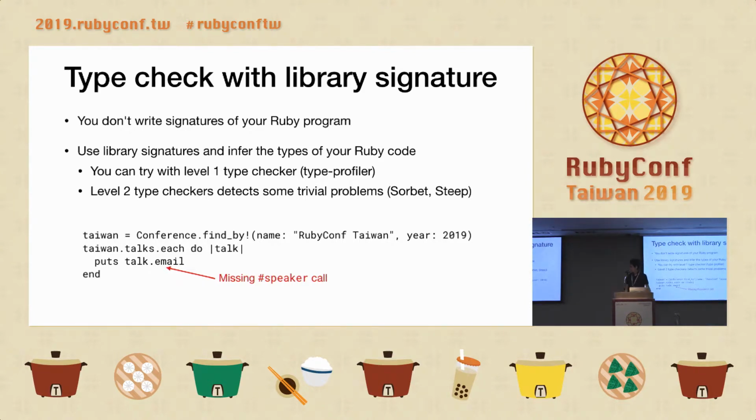So in this example, it's almost the same as the previous example, but it's missing the speaker call. So instead of talk.email, we have to write talk.speaker.email. I guess that some of the type checkers can detect this kind of bug.